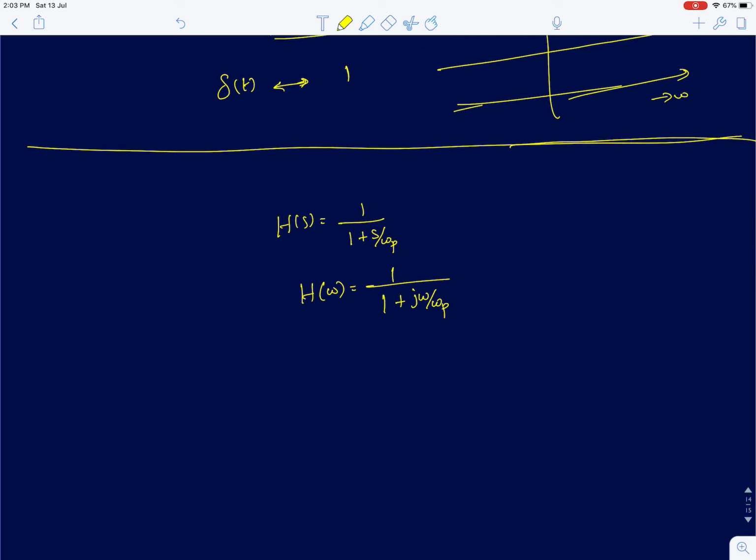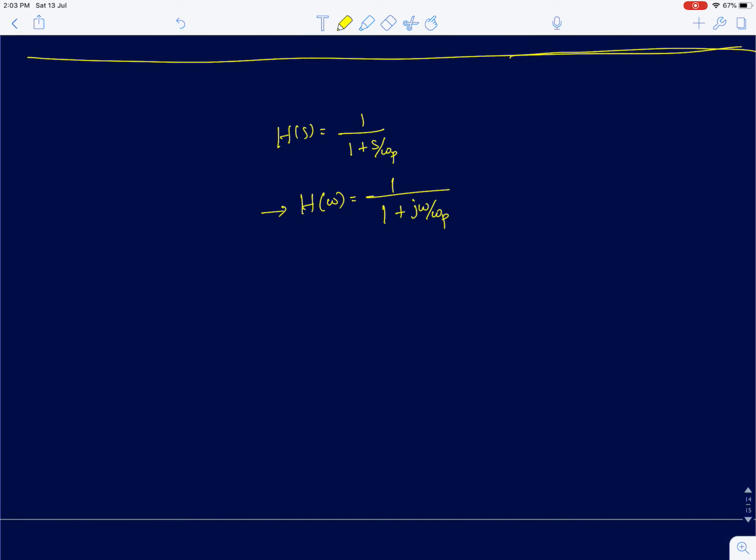Okay. Now H of omega, as we expected, is a complex number, which means it has both magnitude and phase. So now we'll try to plot the magnitude and phase for this. The magnitude will be 1 over root of 1 plus omega by omega p the whole square, and the phase variable is given by minus tan inverse of omega by omega p.